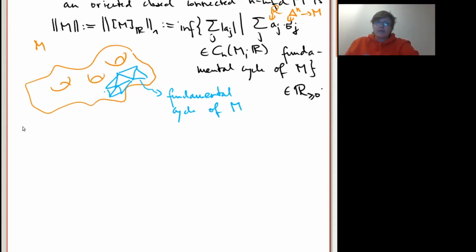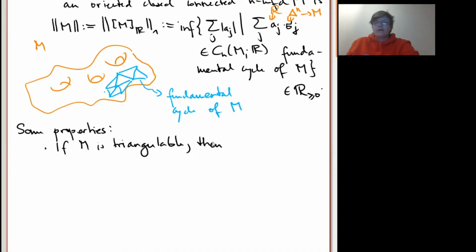Okay, so that will be the first property. So let me list some properties. So if M is triangulable, then the simplicial volume of M is bounded from above by the minimal number of n simplices in a triangulation of M.